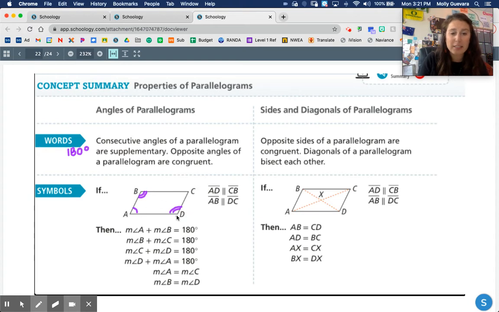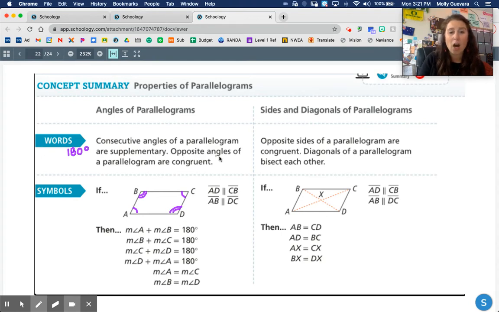Now, in terms of consecutive angles, right, D and C are consecutive angles. They are next to each other. So D and C add to 180. And then lastly, B and C are also consecutive angles. So they add to 180.